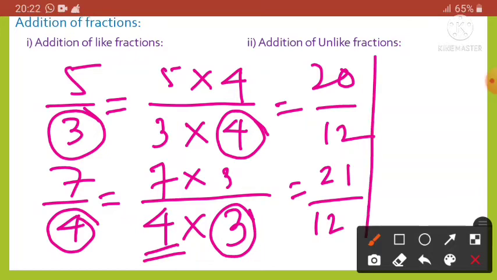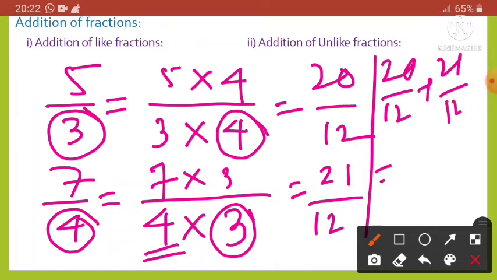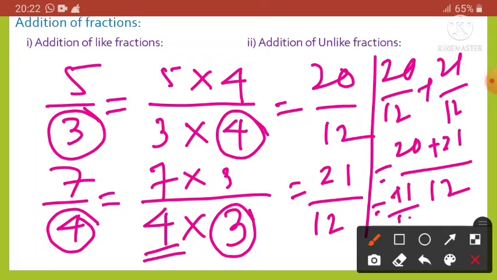Now if we want to add, just write the denominator 12, because in both fractions the denominators are the same, and we just have to add the numerators, 20 plus 21. So the result is 41 by 12. Okay, so here we are getting 41 by 12.